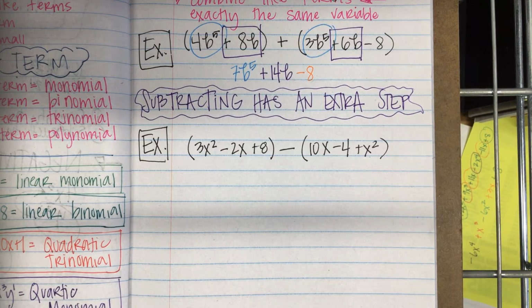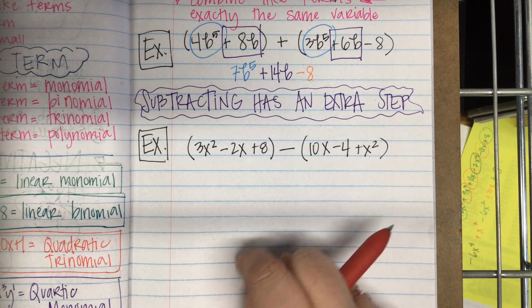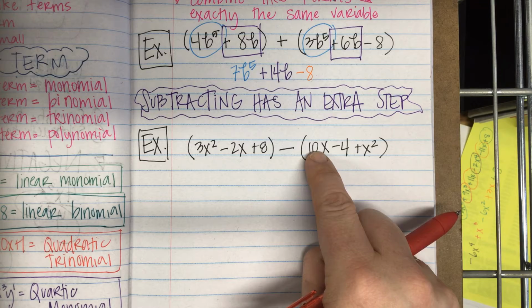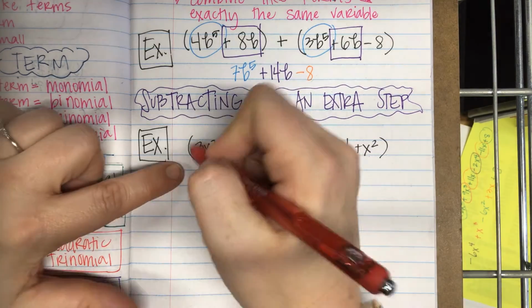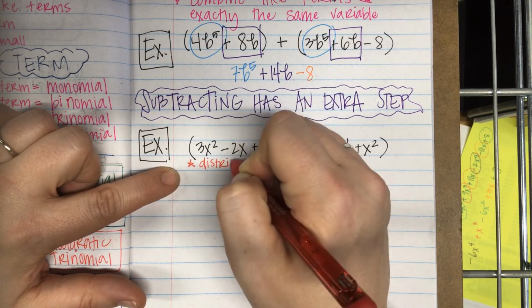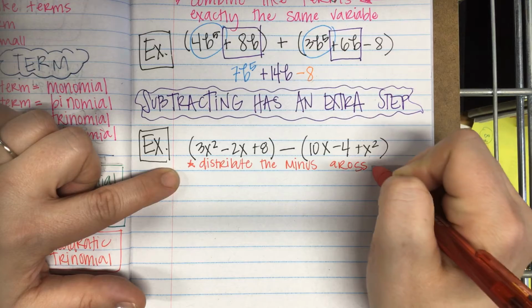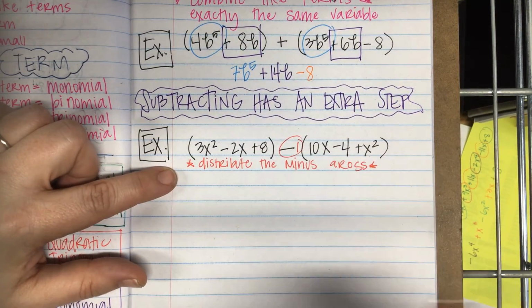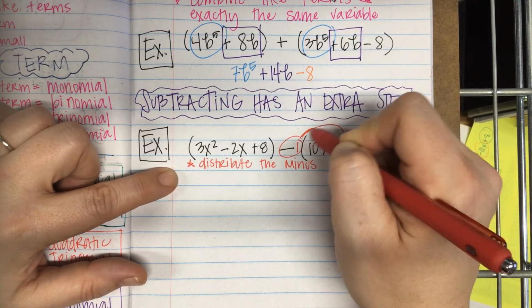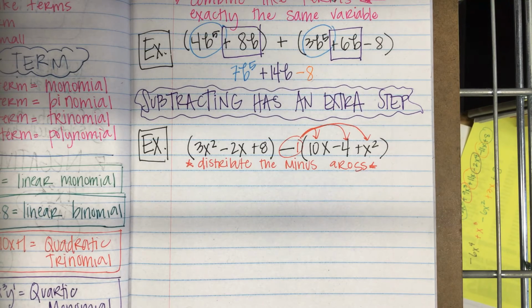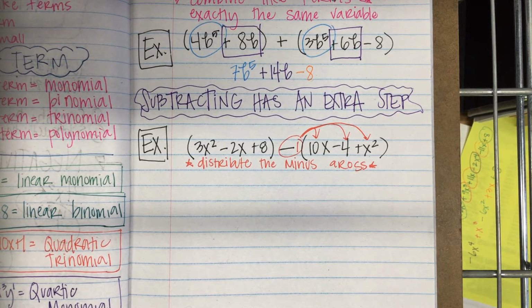Remember when we subtracted equations in systems when we were doing elimination and we had to subtract that second equation? Yes. When you subtract, you're not just subtracting the first term. You're subtracting every term. So when you're subtracting, you need to distribute the minus across. This minus 1 technically, right, goes to everything inside the parentheses. I'm subtracting everything inside the parentheses. So when you distribute that minus, what happens to everything? Your signs are flipped.